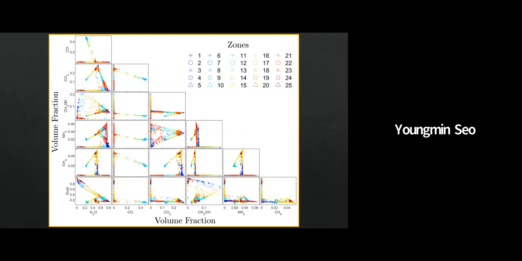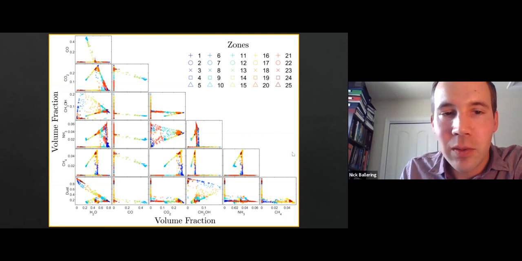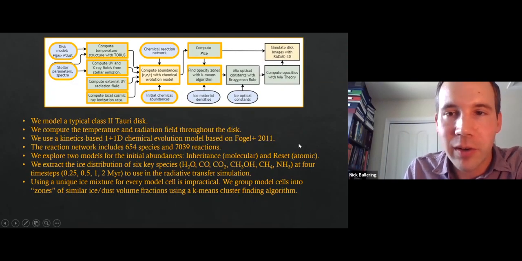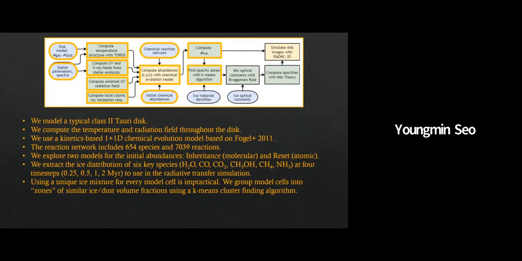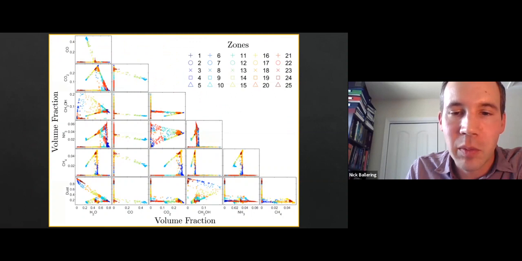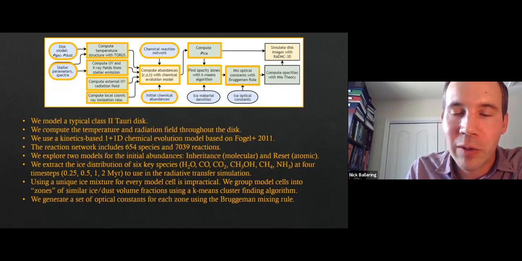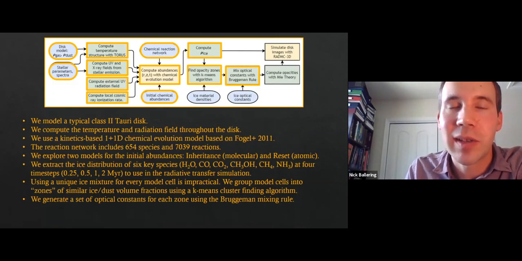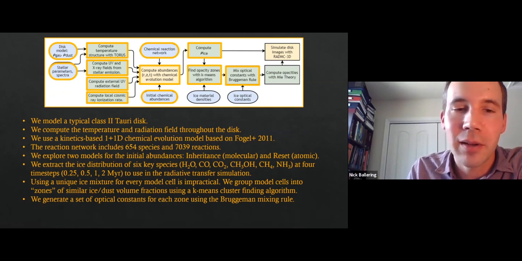So the ice structures are layered or they're just mixed all together? No, in our model we don't do a layered structure. So we mix the optical constants of the different constituent species with the Bruggeman mixing rule, which sort of implicitly assumes that they're an intimate mixture of the various constituents.